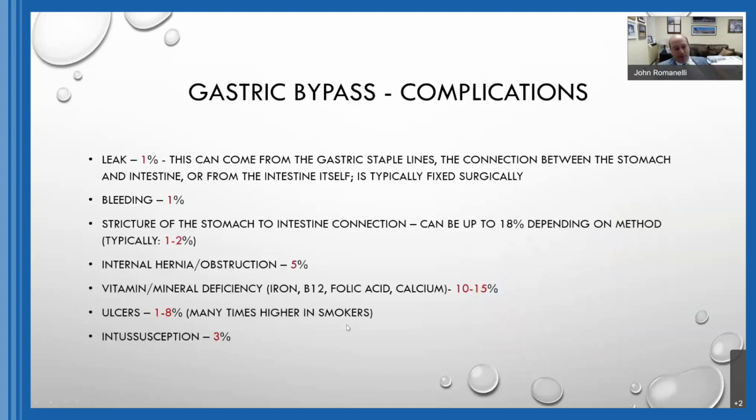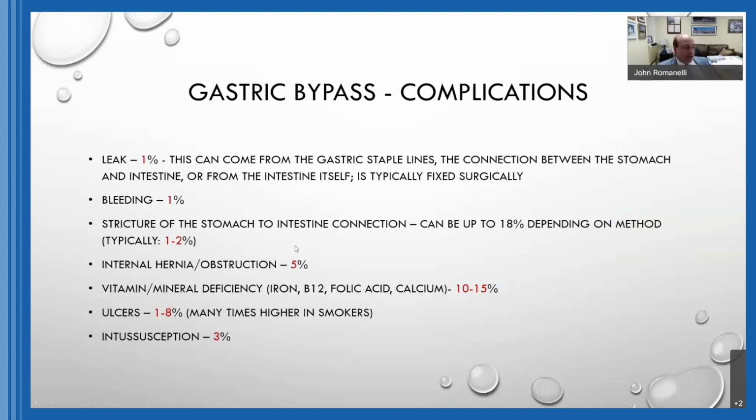Much higher complication rate. Still about a 1% leak rate, but it can come from different places: the gastric staple lines, or between the stomach and intestine connection, or the intestine itself. And this often is fixed with another operation. Bleeding again about 1% of the time. The opening from the stomach to the intestine can stricture about 1 to 2% of the time. It can be even more than that, depending on how you do the operation, but generally about 1 to 2% of the time.